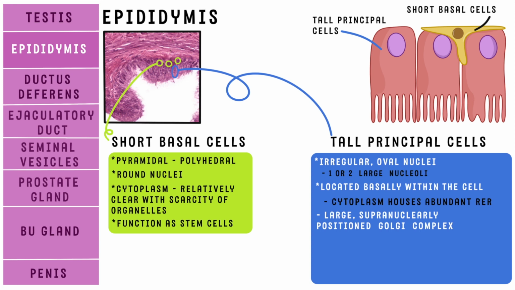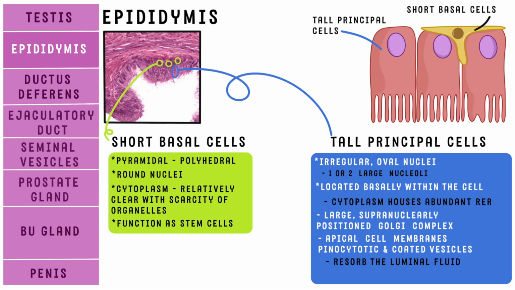multivesicular bodies. The apical cell membranes of the principal cells display a profusion of pinocytotic and coated vesicles at the bases of the many stereocilia that project into the lumen of the epididymis. Those long branching cellular extensions are clusters of non-motile microvilli that appear to form clumps as they adhere to one another. The principal cells resorb the luminal fluid, which is endocytosed by pinocytotic vesicles and delivered to the endolysosomes for disposal.